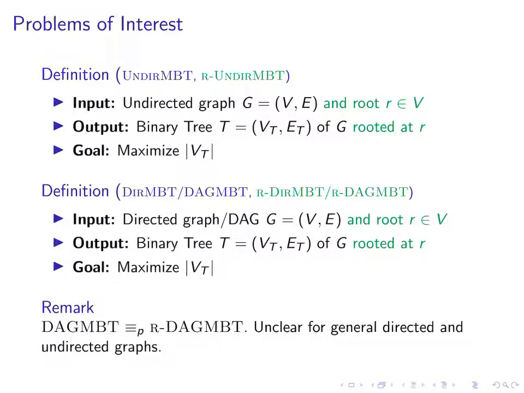Here I want to remark that the DAG MBT and rooted DAG MBT can be reduced to each other in polynomial time. While the equivalence for other problems is not clear. To reduce DAG MBT to rooted DAG MBT, one can just enumerate through all the vertices as a candidate of the root. For the other direction, that is reducing rooted DAG MBT to DAG MBT, suppose we're given the root as the input. What we can do is to remove all the outgoing edges from the root and remove all the vertices that cannot reach the root.